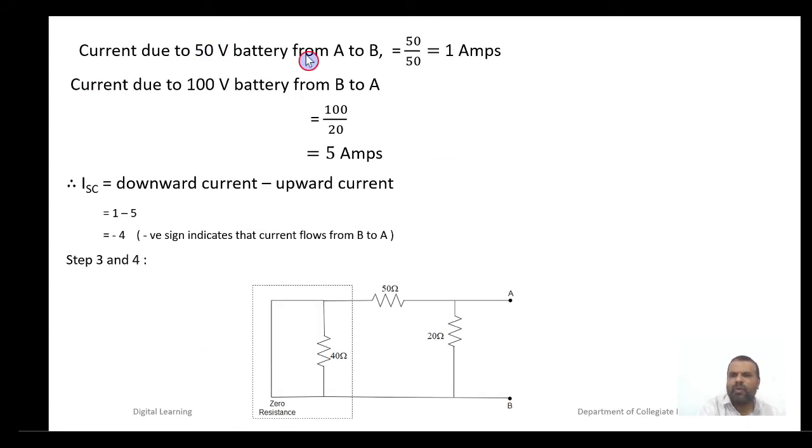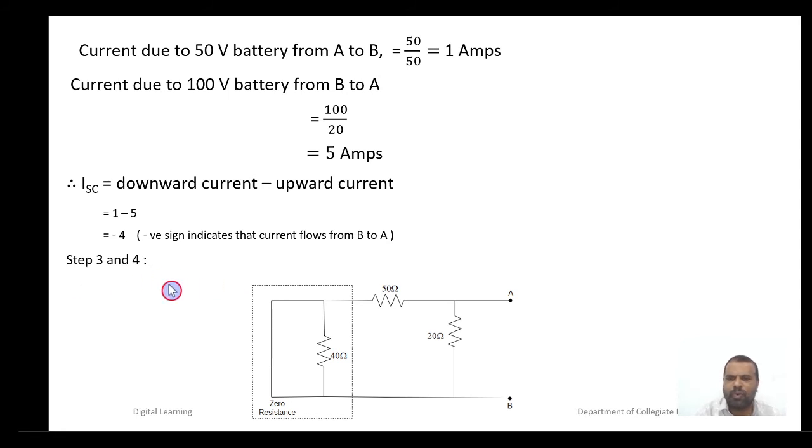Current due to 50 volt battery from A to B is equal to 50 by 50, that is equal to 1 ampere. Current due to 100 volt battery from B to A, that is equal to 100 divided by 20, that is equal to 5 amperes. Therefore, short circuit current ISC is equal to downward current minus upward current. That is equal to 1 minus 5, that is equal to minus 4. Negative sign indicates that current flows from B to A.